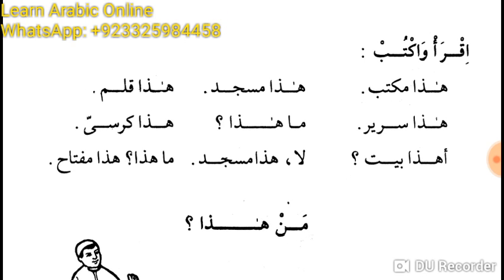Then on the next page we have Tamreen uth-Thalith, third exercise. Iqra waktub. Iqra means read, wa means and, uktub means write. Iqra waktub, read and write. So he is telling you to read and write this. So start reading.